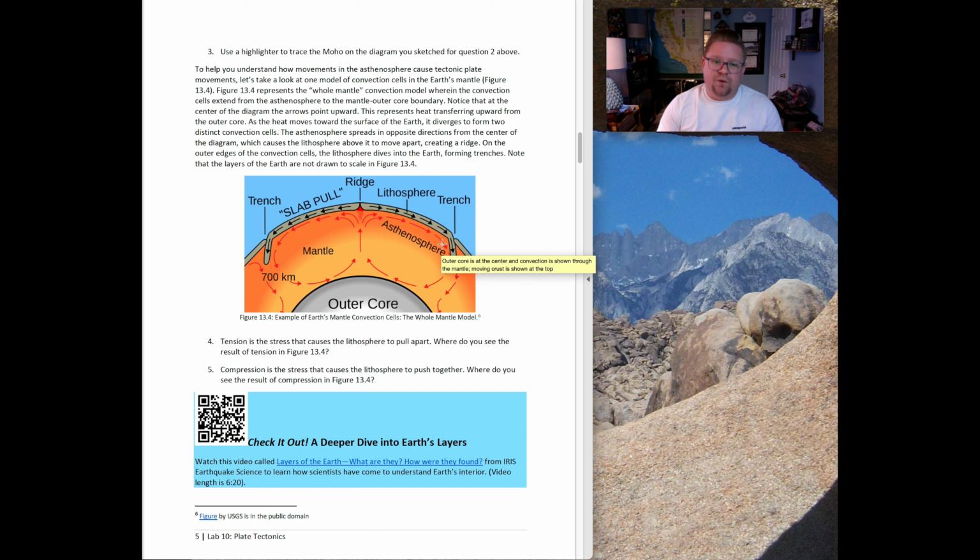So questions 4 and 5 ask you to evaluate that diagram and those motions, and what you think about that and how it works. It's, again, bringing in those observations and interpretations. The next part down here is a Check It Out. You scan that with your cell phone or click that URL code, and it says to watch the video called Layers of the Earth: What Are They? How Are They Formed? It's a very short video, about 6 minutes, that teaches you more about our plate layers and how they're in motion, what feeds them and drives those motions.